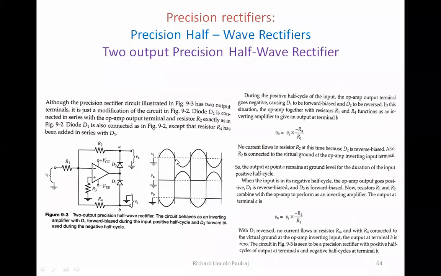The op-amp output terminal goes negative, because it's an inverting form. So whenever it's positive here, the output goes negative. Now, which one is going to be reverse biased and which one is going to be forward biased is what we're going to look into. So this is going to cause D1 to be forward biased. So I'm going to give a negative potential here, and positive, I'm going to get it from the other way around. Positive, I'm going to get it from here.